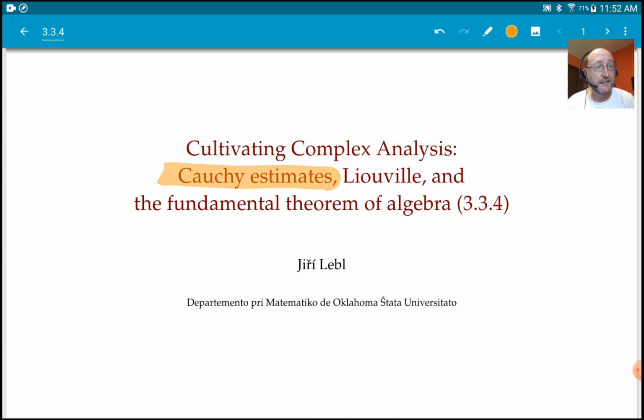They can give us estimates on the sizes of derivatives. I'm going to do Liouville's theorem, which tells us that, well, we'll get to it. All bounded entire functions are constant. And then we're going to do the fundamental theorem of algebra. Every non-constant polynomial has a root, right? And so this is subsection 3.3.4.